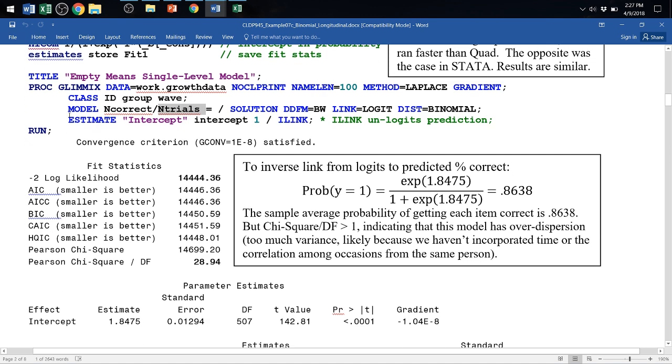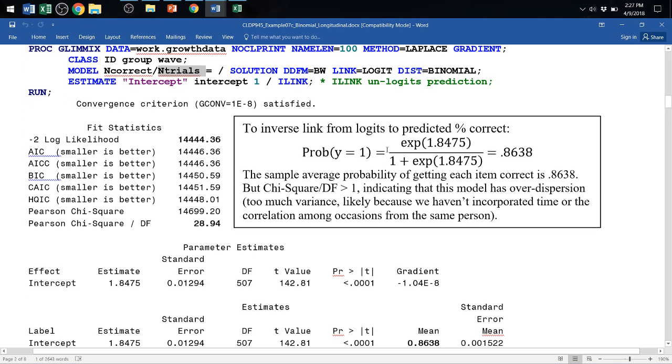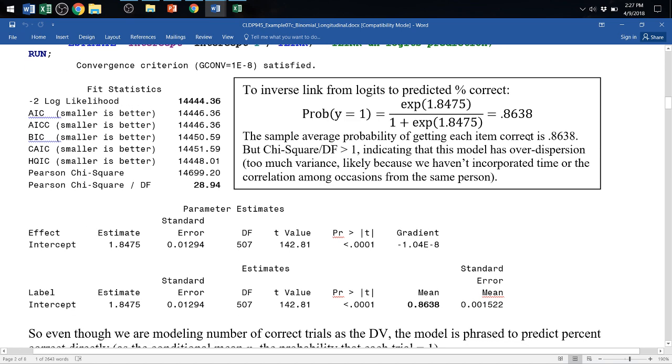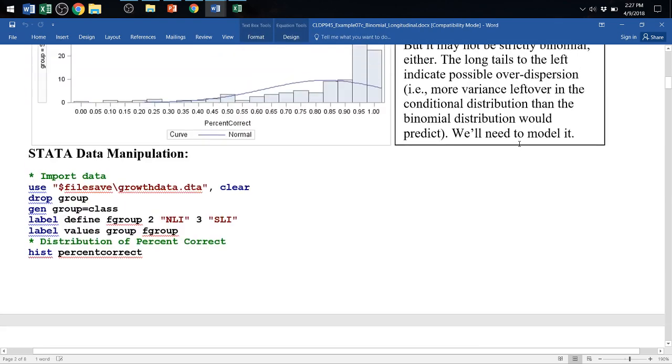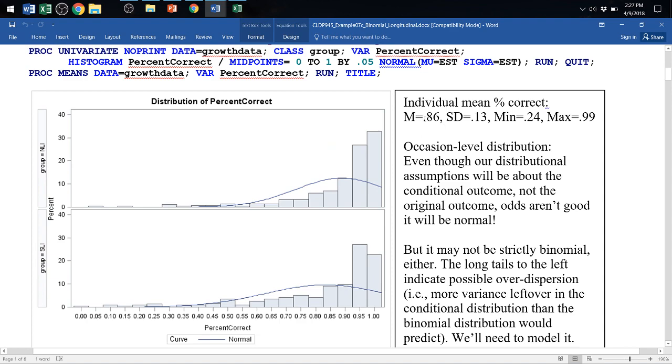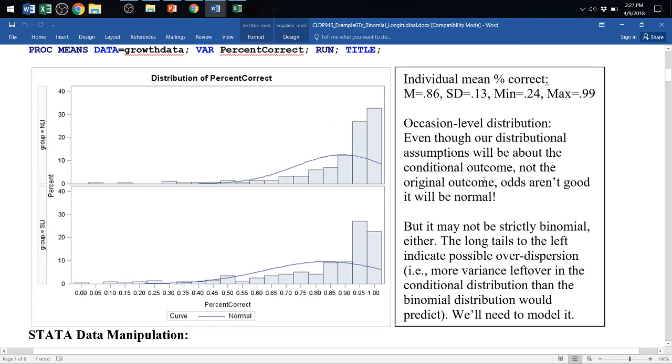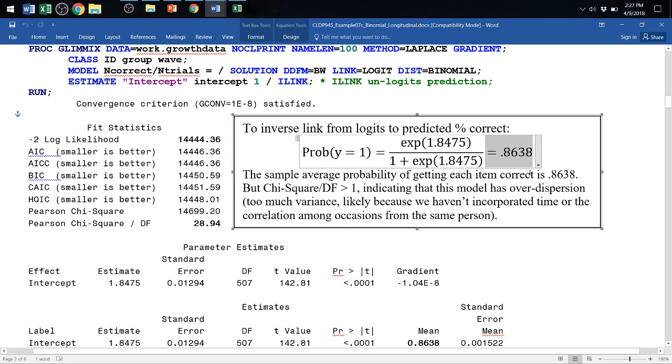So here's my first model that has no random intercept, just to show you that what you get back is surprisingly intuitive. The fixed intercept in logits from this empty means single level model is 1.8. That translates into a probability of 0.86. That's the mean for these data. The mean percent correct is 0.86. That's exactly what the model predicts. But it does so understanding that that mean can't possibly go above 1 or below 0.